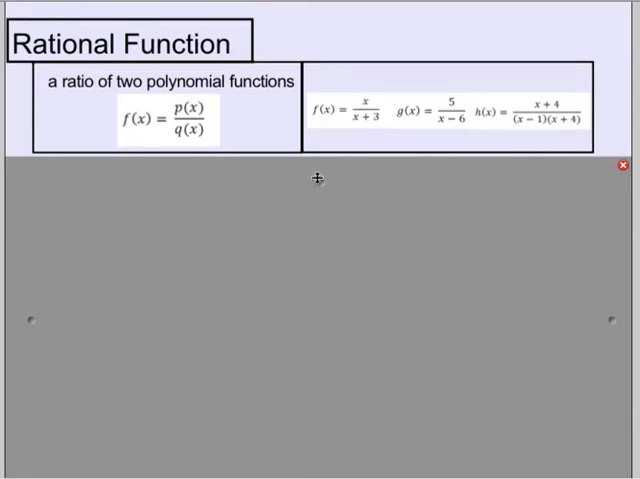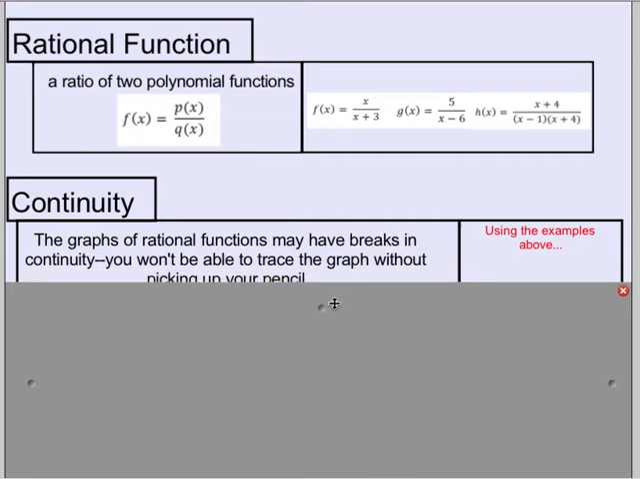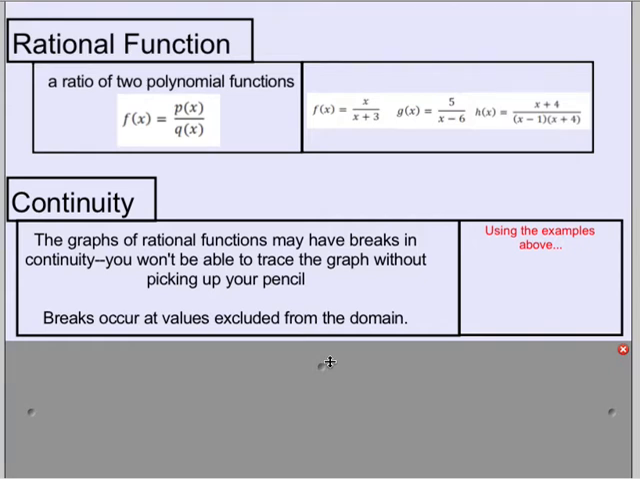The next thing we're going to take a look at is continuity. For something to be continuous, or to have continuity, that means you will not have any breaks. It means you can draw the graph without picking up your pencil. The graphs of rational functions may have breaks in continuity. To be continuous means I can draw a function and never pick up my pencil. Essentially, you can draw a parabola and never pick up your pencil. You could draw a linear function and I would never pick up my pencil.